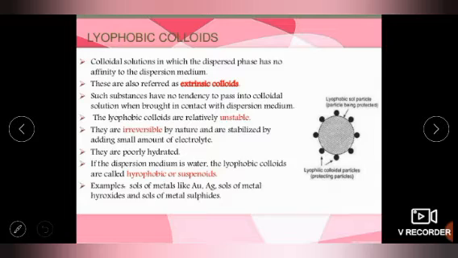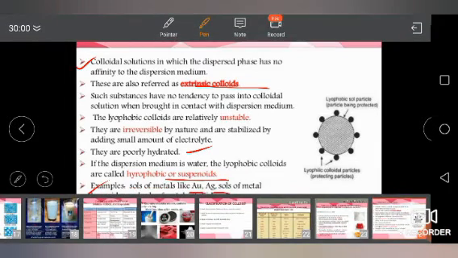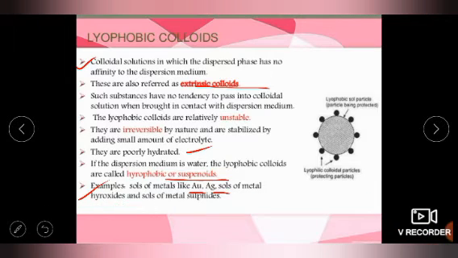Now next is lyophobic, which does not react or bond. A colloid solution in which the dispersed phase has no affinity for the dispersion medium is called extrinsic colloid. Such substances have no tendency to pass into the colloid solution when brought in contact with the dispersion medium. The lyophobic colloids are relatively unstable. They are irreversible by nature and are stabilized by adding a small amount of electrolytes. They are poorly hydrated, and if the dispersion medium is water, the lyophobic colloids are called hydrophobic or suspensoid. Examples are gold, silver, sols of metals, hydroxides, and sols of metal sulfides.